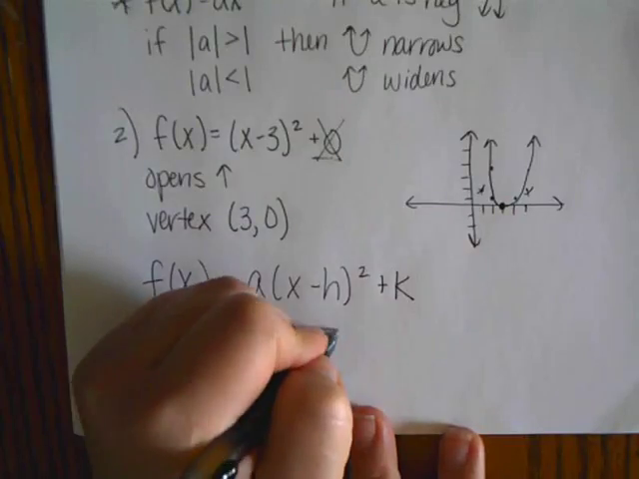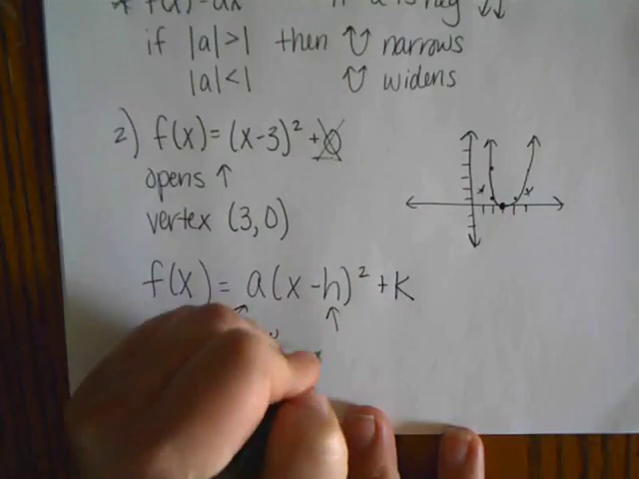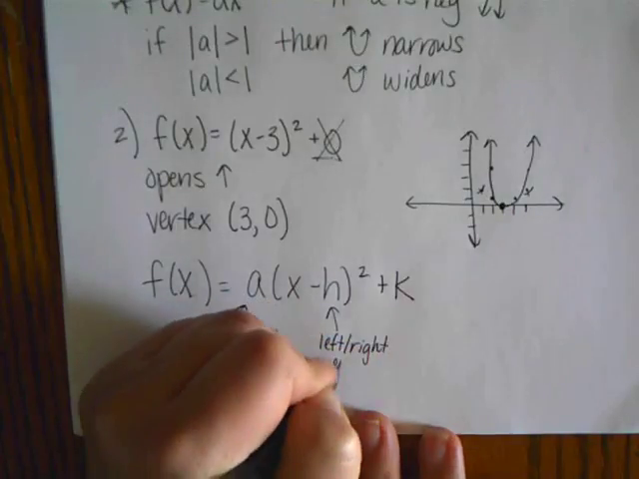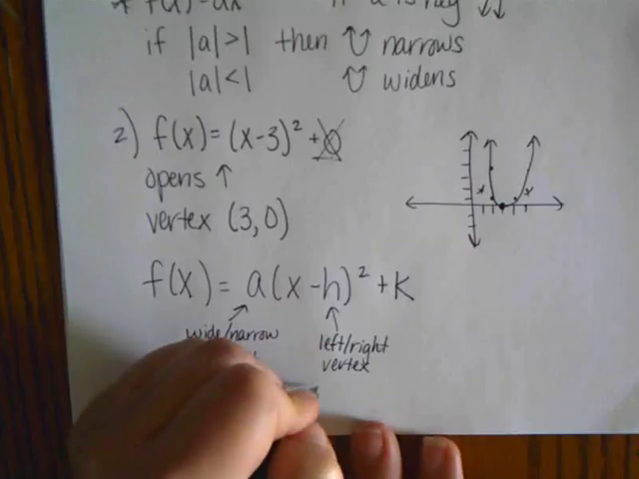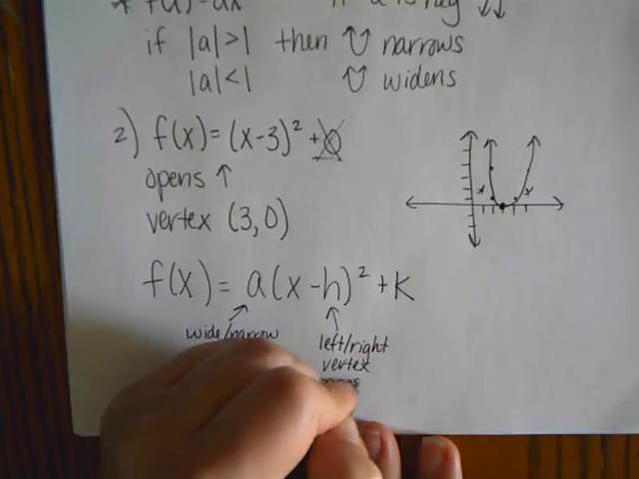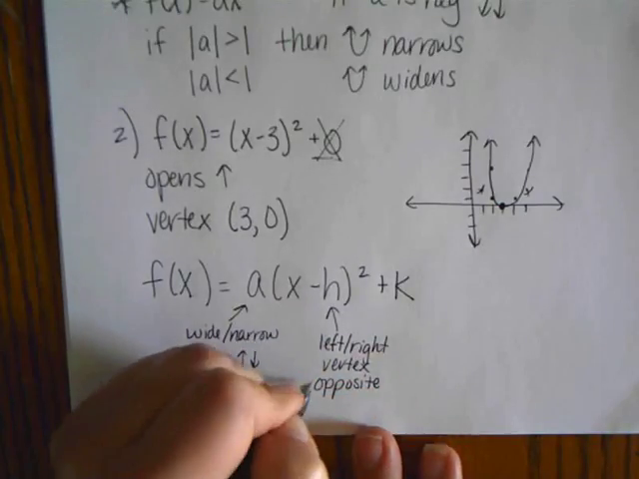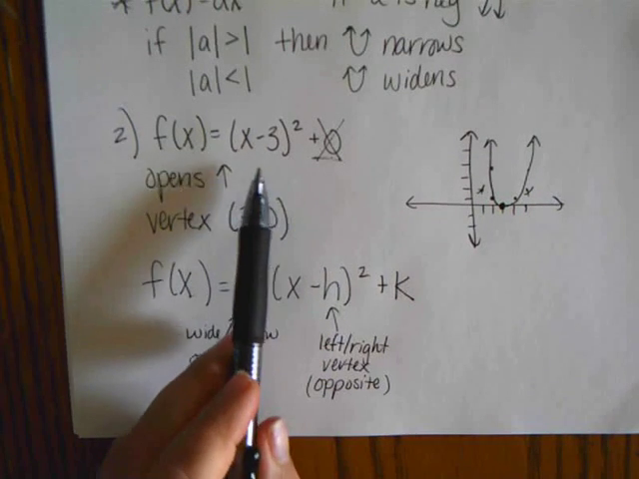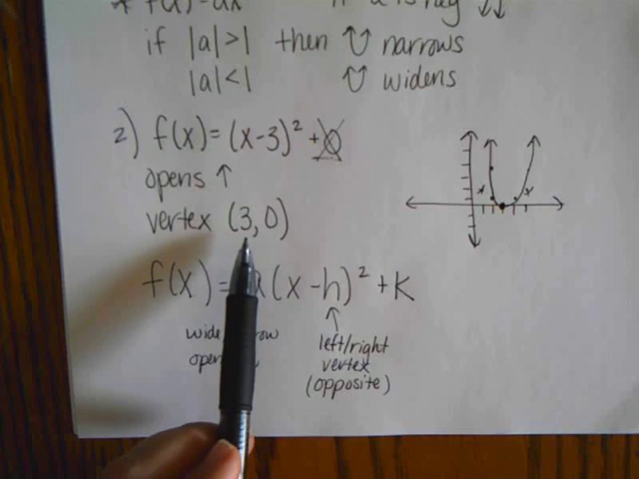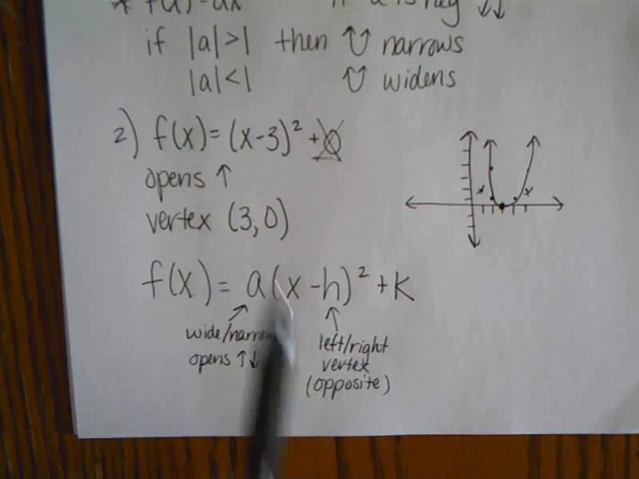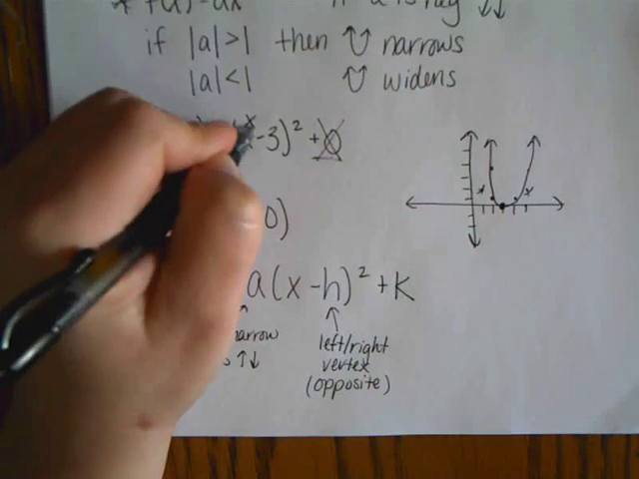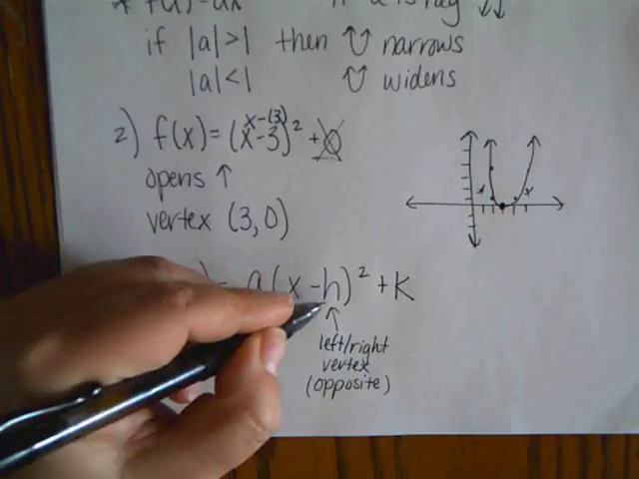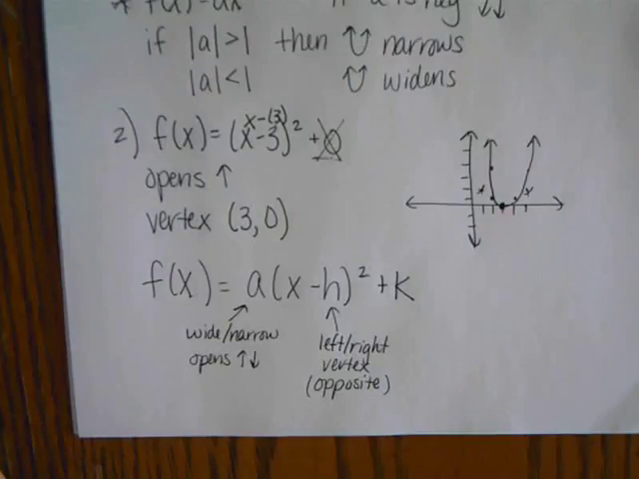Now h tells you the left-right shift of the vertex, and it's the opposite of the way you would think. So I write opposite in parentheses there because, like we saw in this example, it was minus 3, so it moved to the positive 3. We thought it would go negative, but it goes positive because it's really x minus positive 3, and positive is the h value. That 3 is the h value.